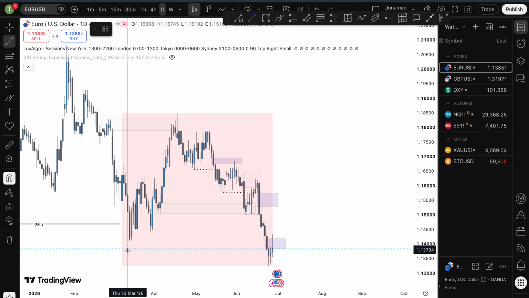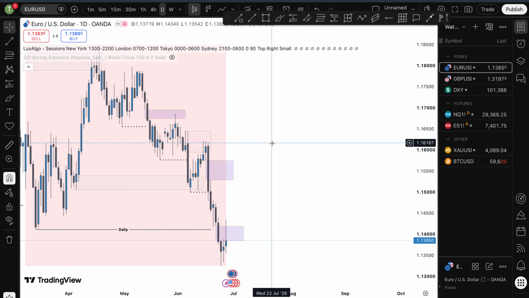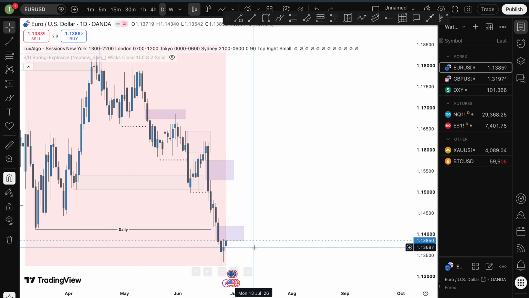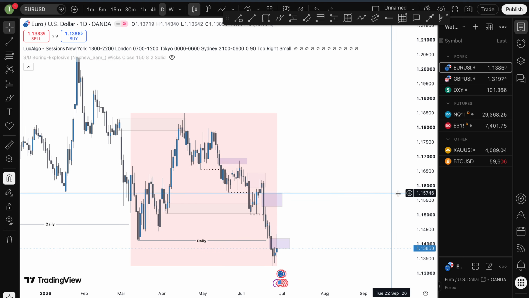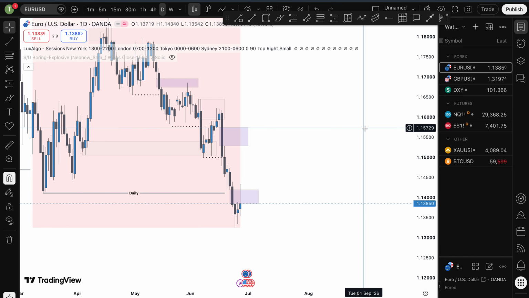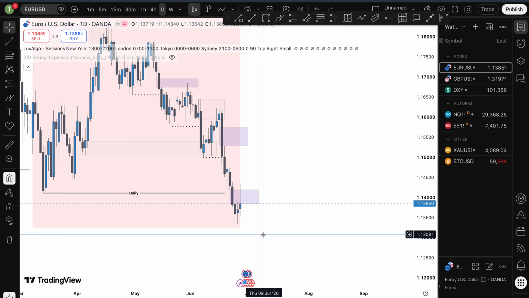So, continuing this week, EURUSD is still heavily bearish on the daily time frame. Last week our expectation was to take out this low, which we have done. We've seen that right now. And so, what are we expecting? Ideally, we are still expecting a continuation of price to the downside.